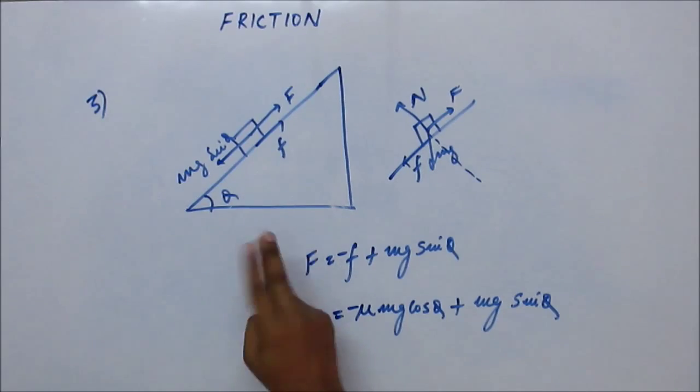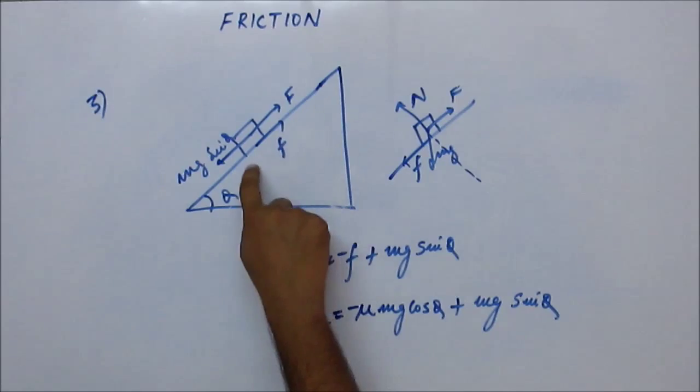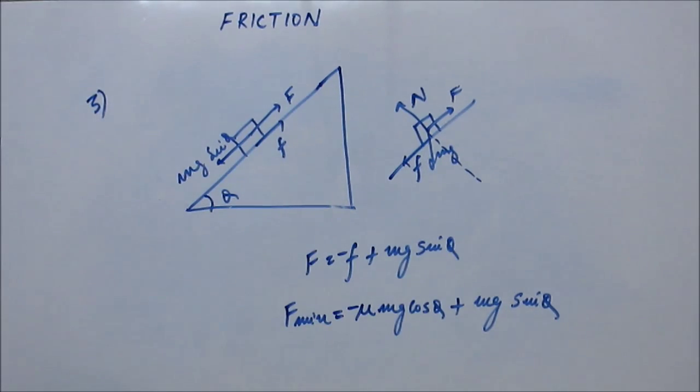Friction force direction changes as per the relative motion. If it is going down, the friction force is acting upward. If it is going up, the friction force will be acting downward.